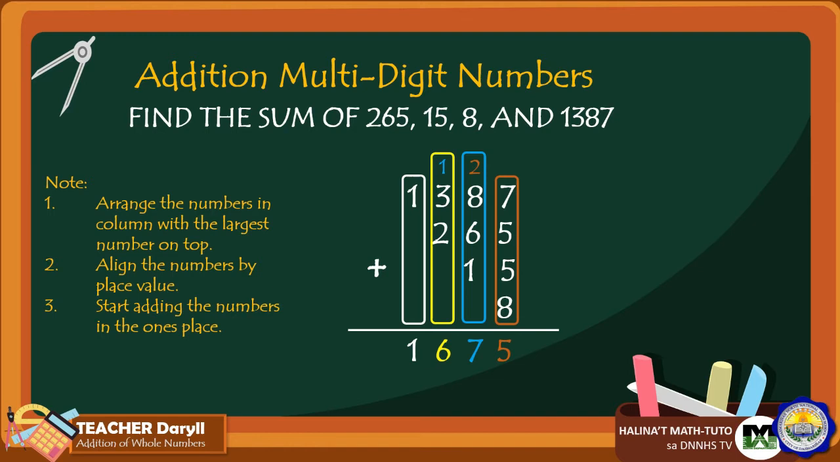Therefore, the sum of 1,387 plus 265 plus 15 plus 8 is equal to 1,675. It is very important to practice solving math problems. Sabi nga nila, practice makes perfect.